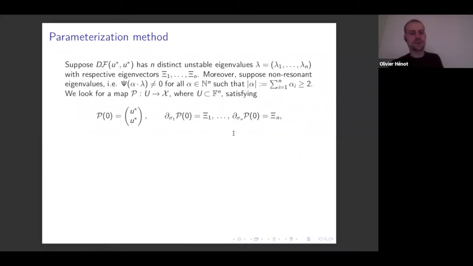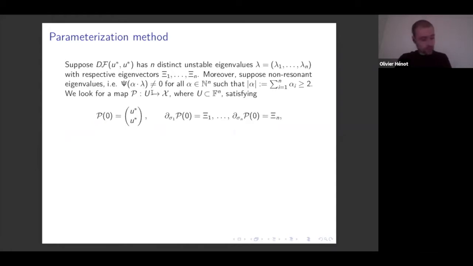Okay, so the parameterization method. Once again, we're going to suppose that our operator df evaluated at the fixed point has n distinct unstable eigenvalues and that they are non-resonant. Basically, there is no n-tuple greater than 2 such that the characteristic equation has a 0. This is an important condition, and it has been mentioned before, and you have seen already why it is important for the purpose of invertibility.